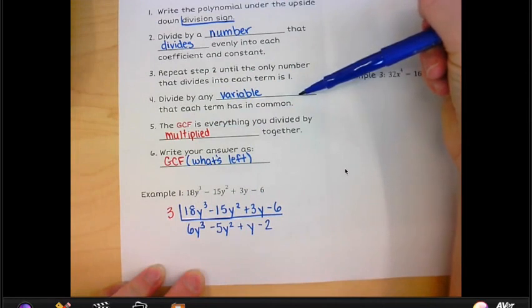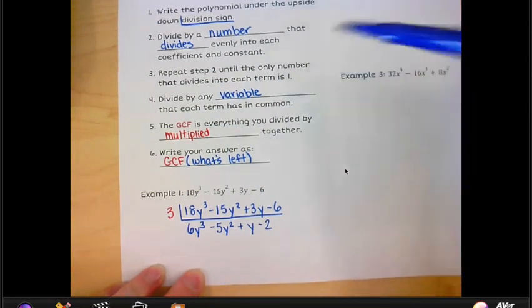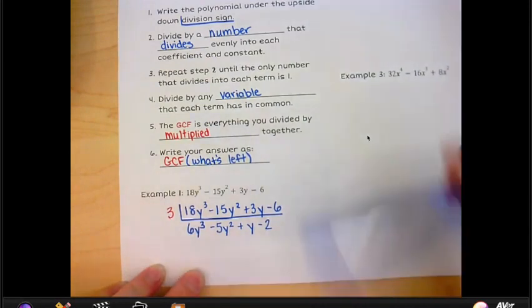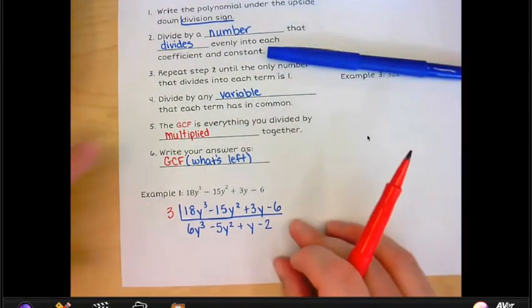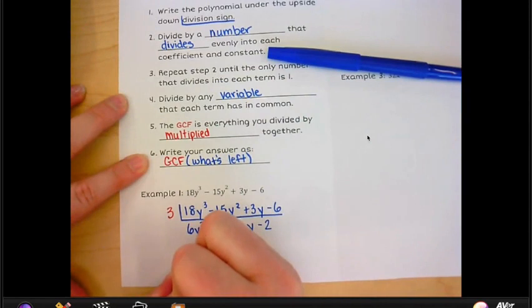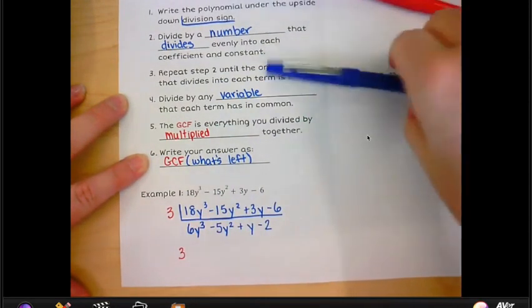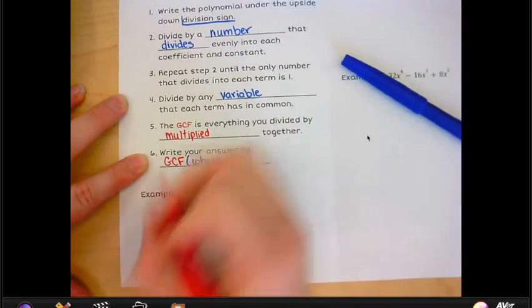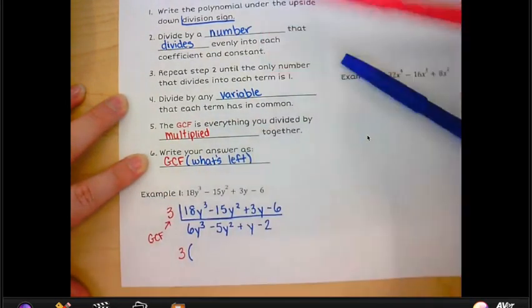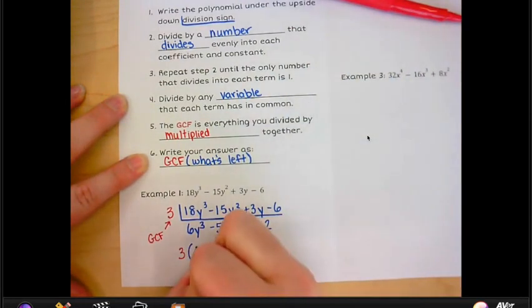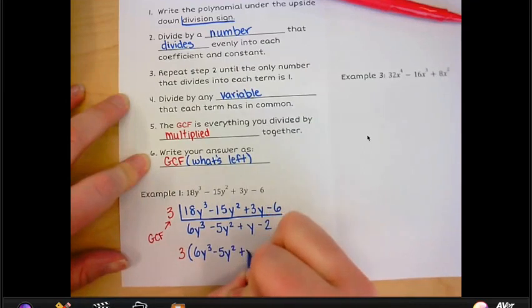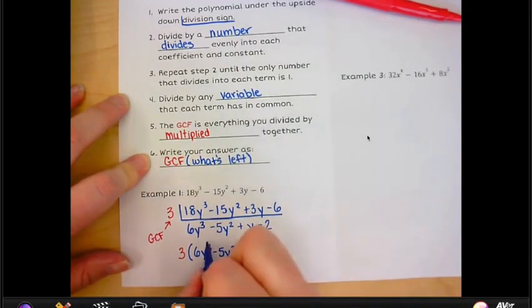Step 4, divide by any variable that each term has in common, but notice this one does not have a variable, so I can't do that. So I've only factored out a 3 here, so I can skip down to step number 6 to write out my final answer. 3 is my GCF. In fact, let's label that. That 3 is the GCF. So 3 times what was left, 6y cubed minus 5y squared plus y minus 2.